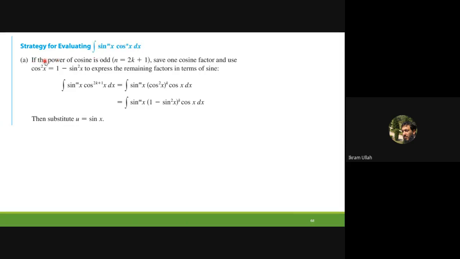Strategy A. If the power of cosine is odd, n is equal to 2k plus 1, this is the general form to write odd numbers, save one cosine factor and use cos square x is equal to 1 minus sin square x to express the remaining factor in terms of sine.